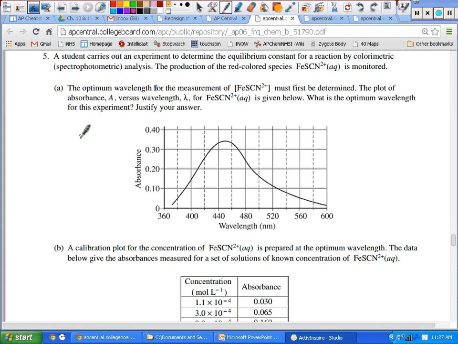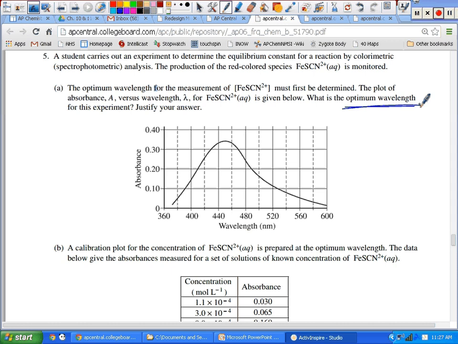What is the optimum wavelength for this experiment? Which means that the red loves this wavelength. It takes in that color or that wavelength the most. What do you think the answer would be? The highest point on the graph. Very good. It loves that wavelength. Red absorbs that wavelength the most. So what would you guesstimate about the answer of the wavelength?